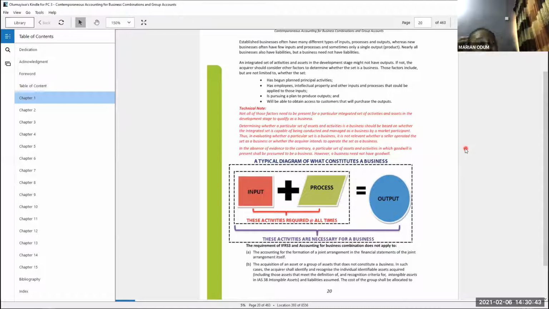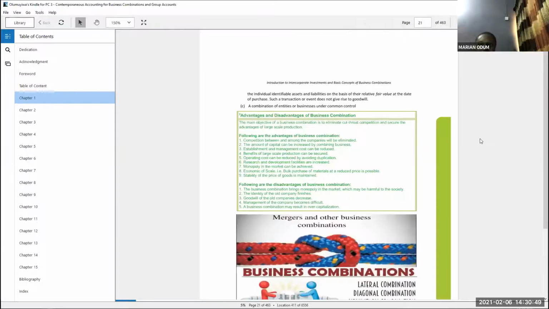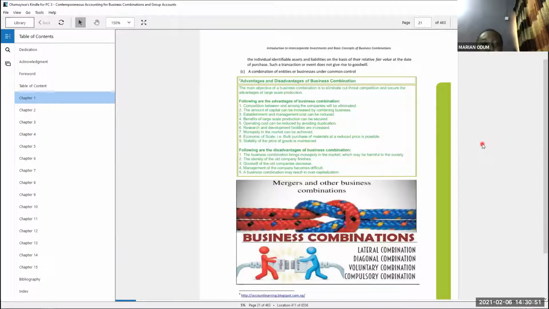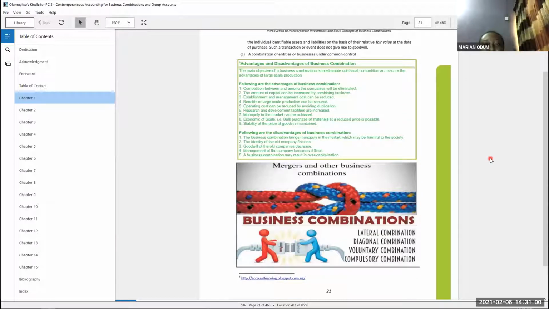The cost of the group shall be allocated to the individual identifiable assets and liabilities on the basis of their relative fair value at the date of purchase. Such a transaction or event does not give rise to goodwill. 3. A combination of entities or businesses under common control.